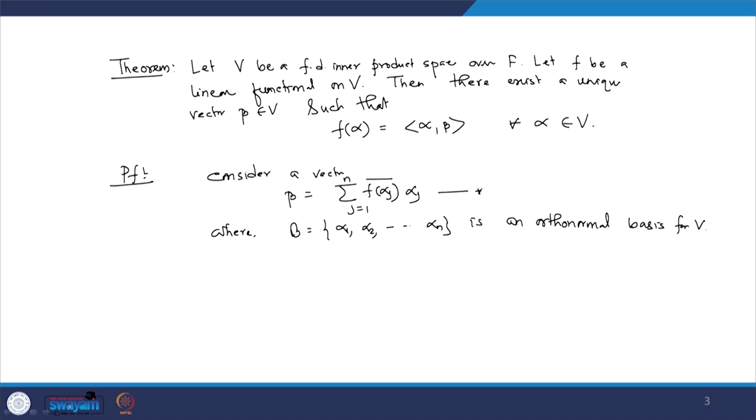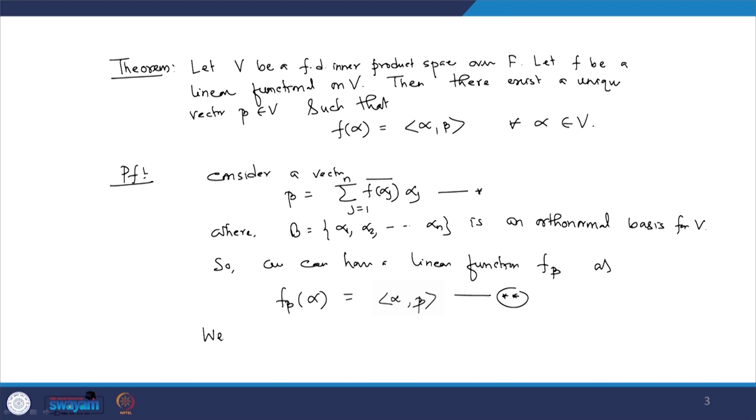But I can define a vector beta like this when an orthonormal ordered basis B is given to us. Suppose I choose like this, then I can define a vector like star. So, under this, we can have a linear functional f beta as f beta of alpha equal to the inner product of alpha, beta. So, I can define it like this.